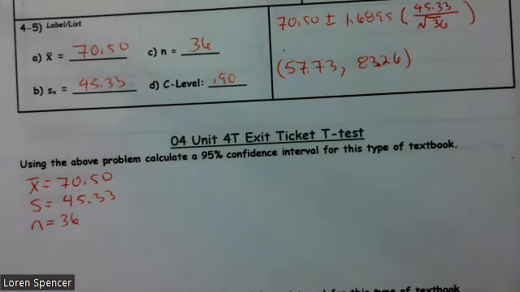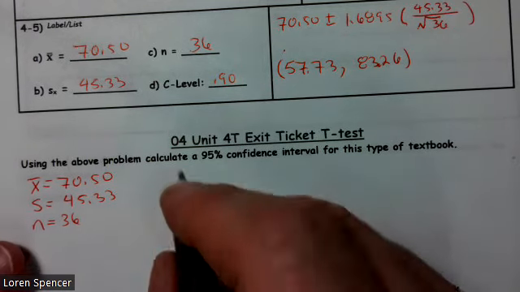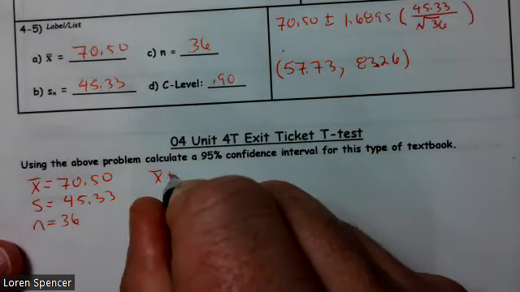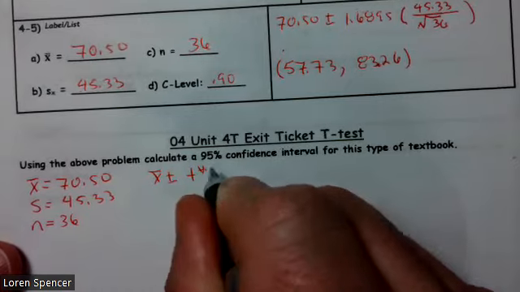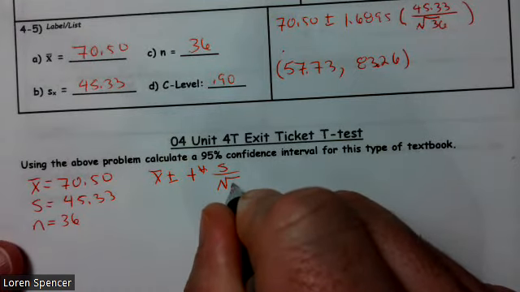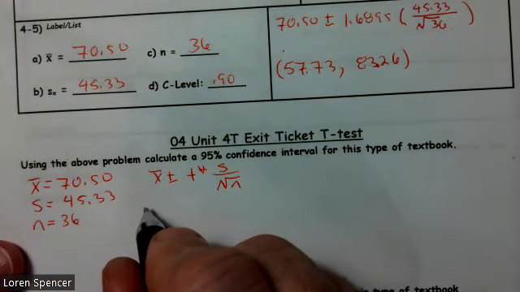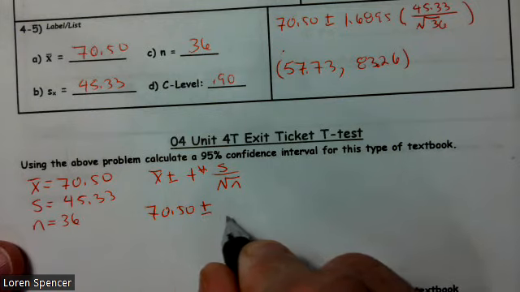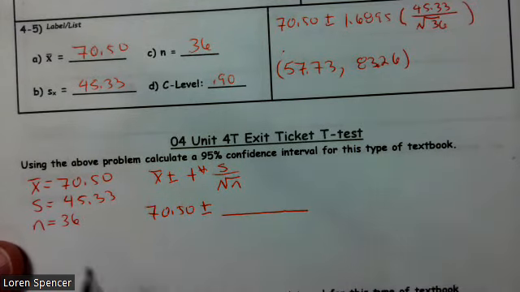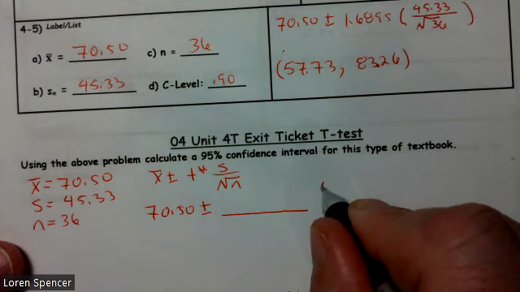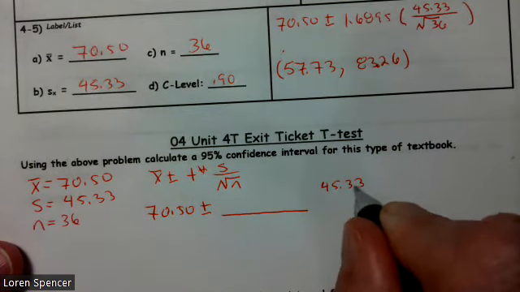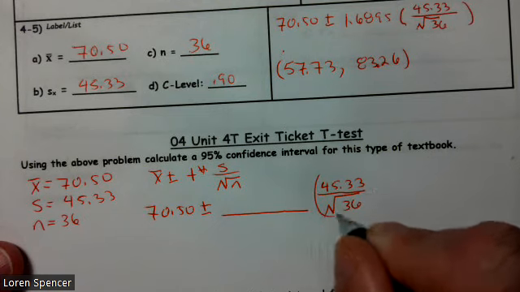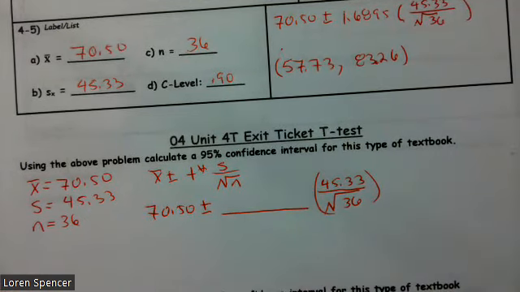Let's write down our formula and plug in what we know. Our formula is x bar plus or minus t star times s divided by the square root of n. So I start plugging in: 70.50 plus or minus, leaving a space for t star because we don't have that yet, 45.33 divided by the square root of 36.